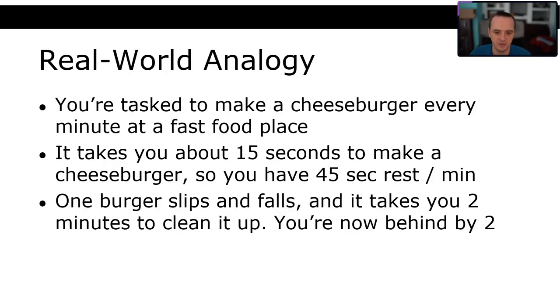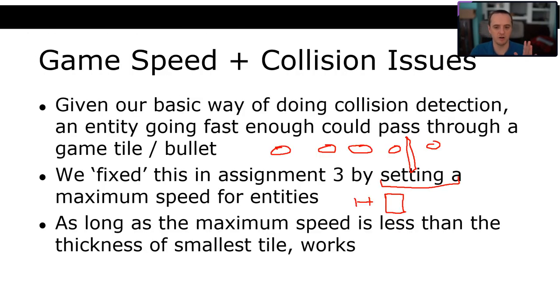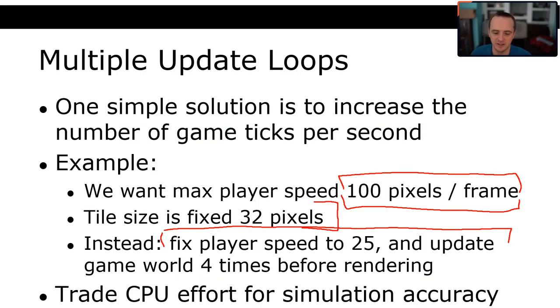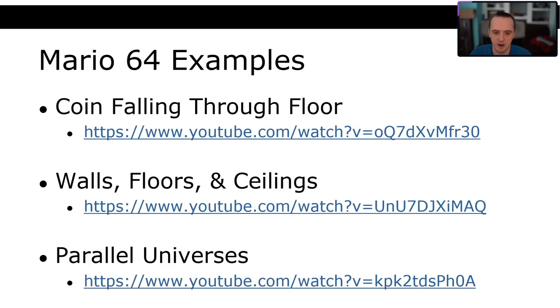Now, this is really good because it actually lets us chop things up into integers, and now our update will be identical. So if we did four at 25, it would actually be the same as 100 pixels per frame, but we just solve our issues. Now what I'm going to do is play a YouTube video because I want to show an actual example of this happening.